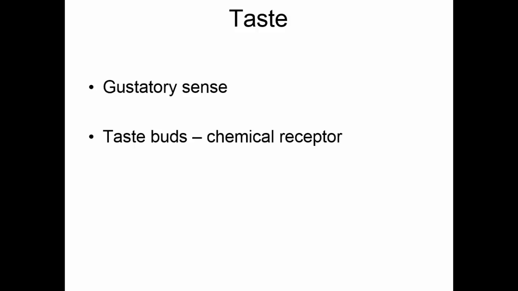Olfaction and taste are the two special senses that rely on chemoreceptors. Taste, or your gustatory sense, has the chemical receptors located in the taste buds. Taste buds are distributed all over your tongue.